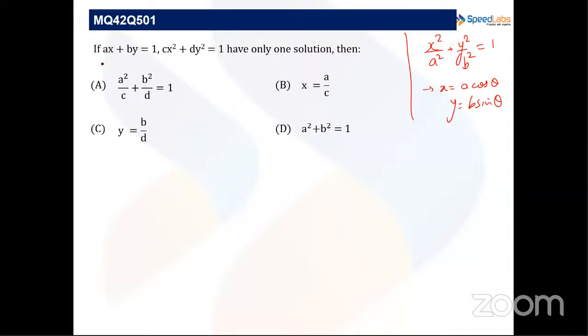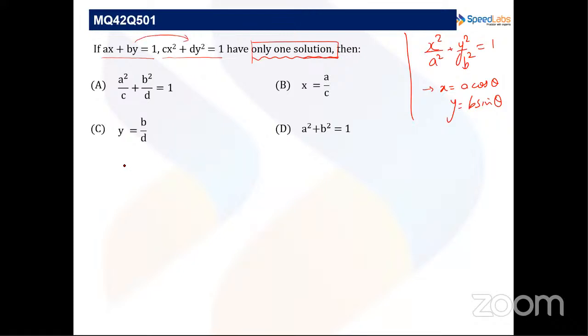Our first question is, if ax plus by equals 1 and cx square plus dy square equals 1 have only one solution, then... this is a very general type of question. What we have already learned in our previous classes is, if we have these two equations and it is given that there is only one solution, then we can use the basic method of substitution: substitute the value of y from equation 1 into equation 2.